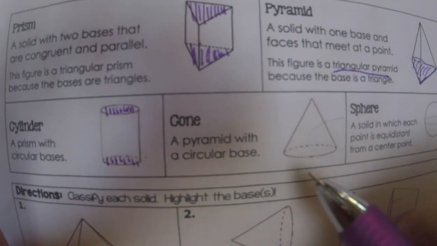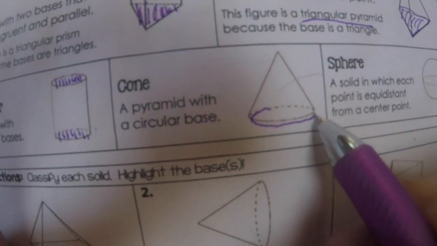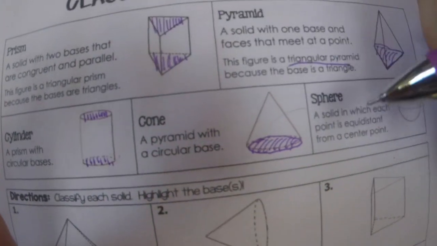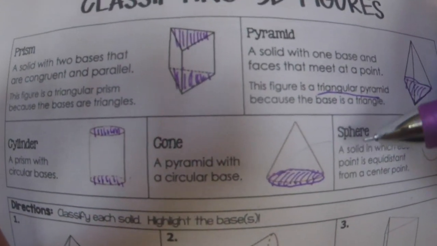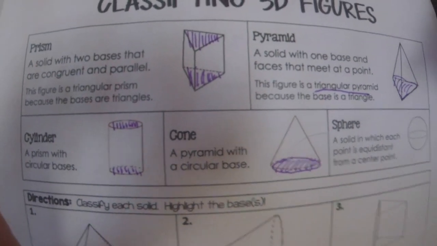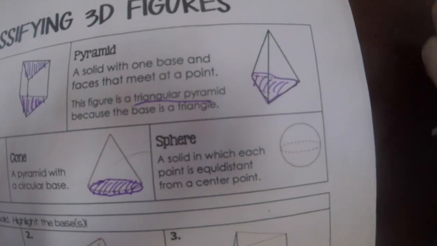A cone is a pyramid with a circular base. This one you guys should be familiar with. Anybody who's ever had an ice cream cone or a snow cone or anything like that, we call them cones because that's the name of this geometric shape. It's a cone.